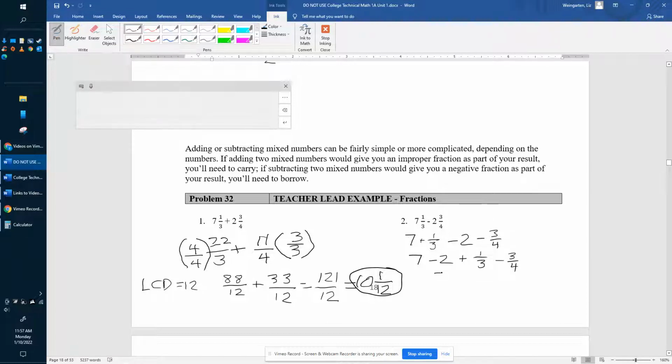7 minus 2 is 5, so we already have our whole number now. Now we have to figure out what 1/3 minus 3/4 is. So we have our lowest common denominator already, right? We figured out it's 12. So 1/3 is going to turn into 4/12 because we have to multiply the top and bottom by 4. This one we have to multiply the top and bottom by 3, and we get 9/12.